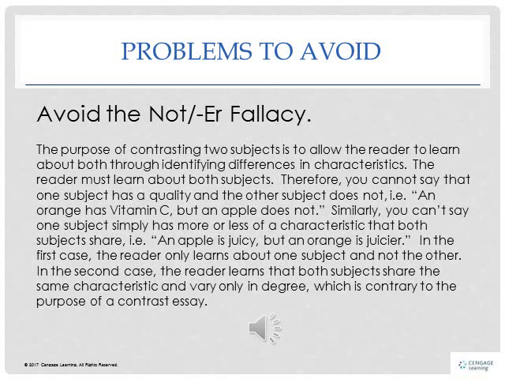Similarly, you can't say one subject simply has more or less of a characteristic that both subjects share, i.e., an apple is juicy, but an orange is juicier. All right. In the first case, the reader only learns about one subject and not the other. In the second case, the juicier, the reader learns that both subjects share the same characteristic and vary only in degree, which is contrary to the purpose of a contrast essay. So remember, you're looking for contrasting characteristics, not greater or less than, or has and does not have.